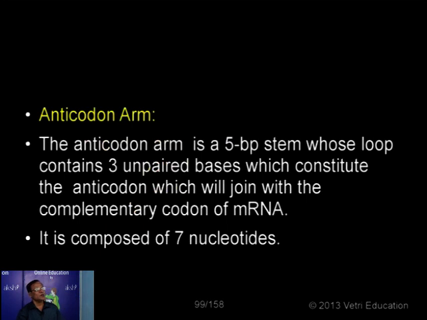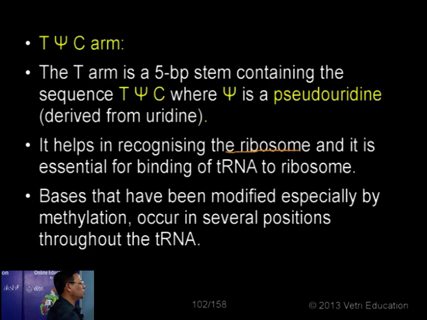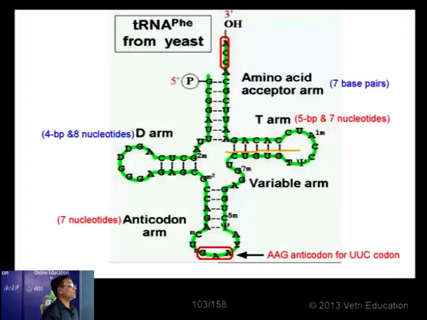What is the nature of the anticodon arm? The anticodon arm is 5 base pairs thick. Attached to this 5 base pair stem, we have a loop which normally contains 7 nucleotides. I'll show the structure, for example, the tRNA for phenylalanine, which has the ability to attach phenylalanine as its amino acid. This is the molecular structure of the tRNA which carries phenylalanine to the ribosome. We are talking about the anticodon arm.